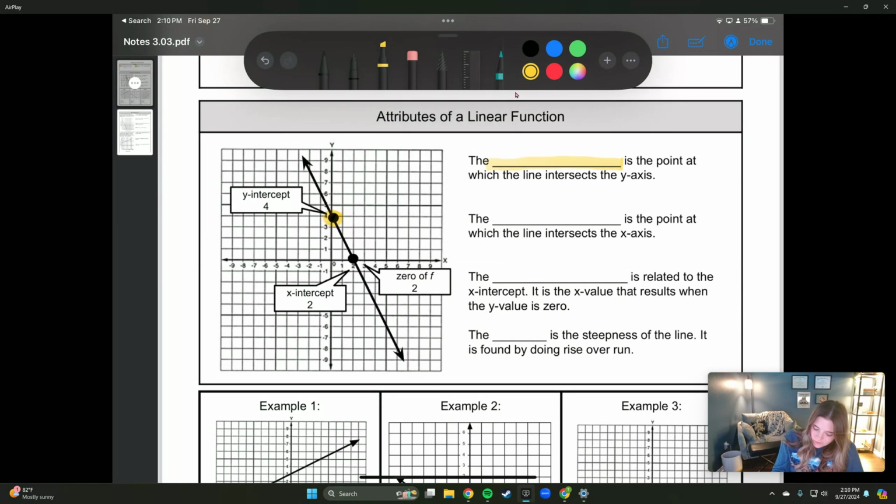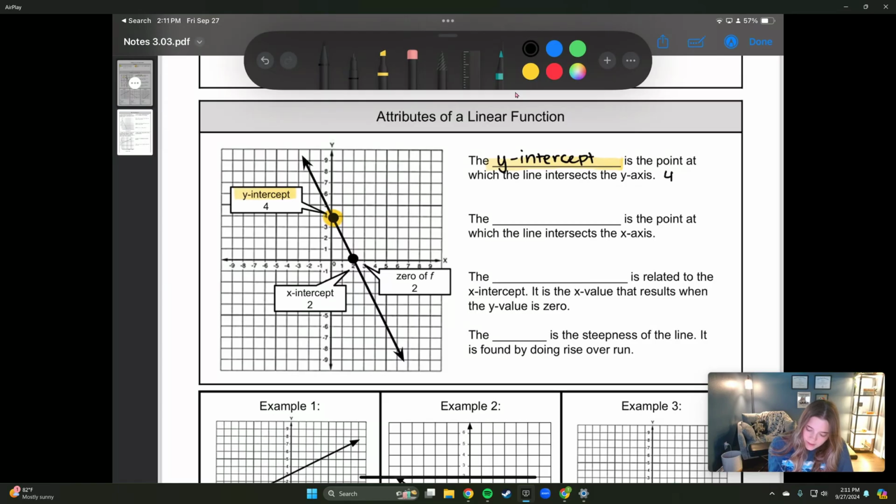And it looks like it's right here. What do we call that? We call it the y-intercept. So the y-intercept is the point at which the line intersects on the y-axis. And if you'll look, this y-intercept is 4. Now, let's look at this next one.